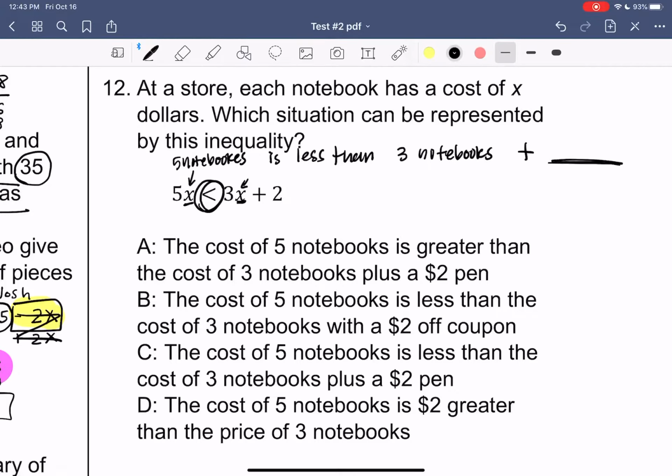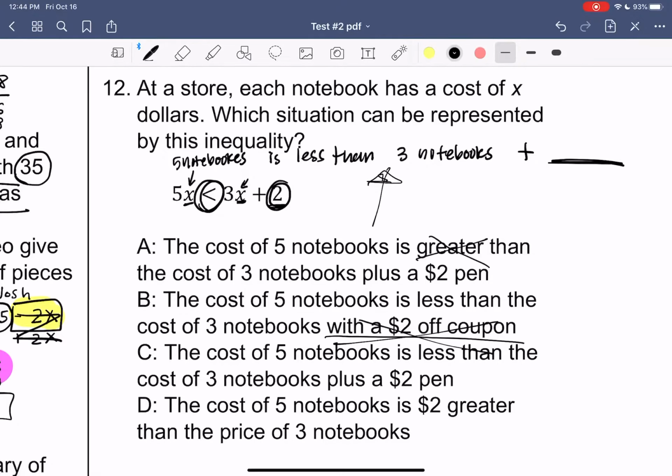plus something. We don't know what this 2 represents. This 2 is a constant, and it's going to be some type of charge. So we need to read through these and see which one matches closest to this. So A says the cost of 5 notebooks is greater than, we already know it's wrong. B says the cost of 5 notebooks is less than, okay, we're good, than the cost of 3 notebooks with a $2 off coupon. So $2 off coupon, we're still adding money. So right here, that can't be right.